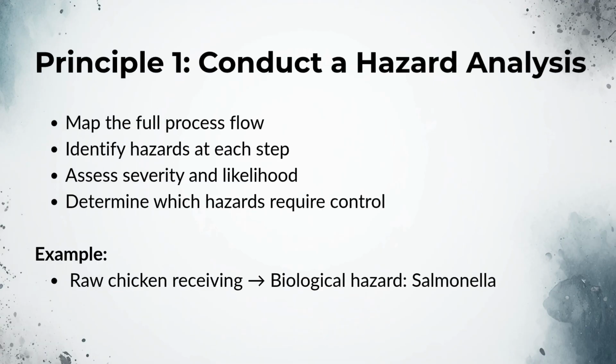Conducting a hazard analysis. We start by mapping the entire process flow, from receiving to shipping. At each step, we identify potential biological, chemical, and physical hazards. Then we assess each hazard for severity and likelihood. This helps us determine which hazards require control and which steps in the process are most critical. For example, receiving raw chicken presents a biological hazard such as salmonella. This hazard must be controlled later in the process, typically through cooking.